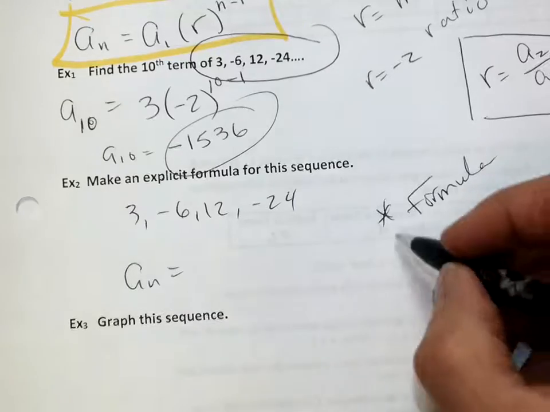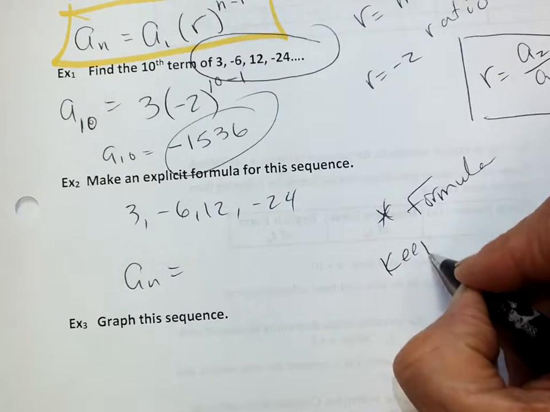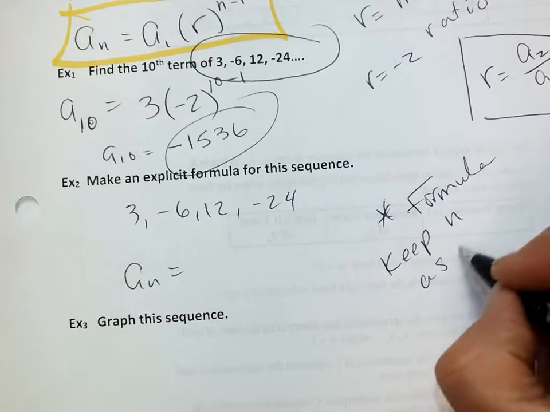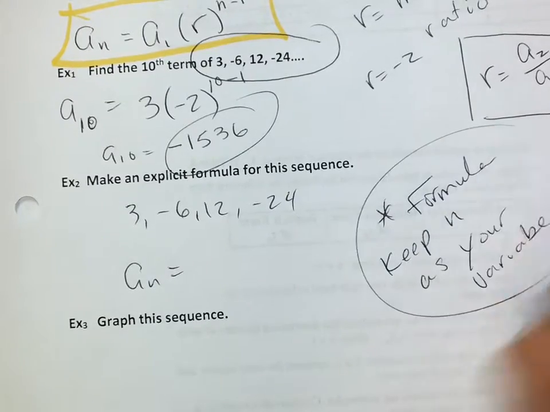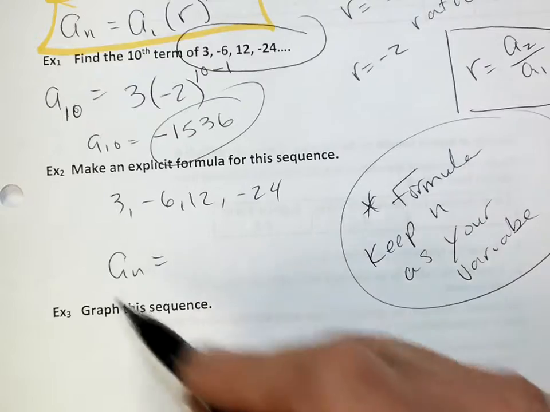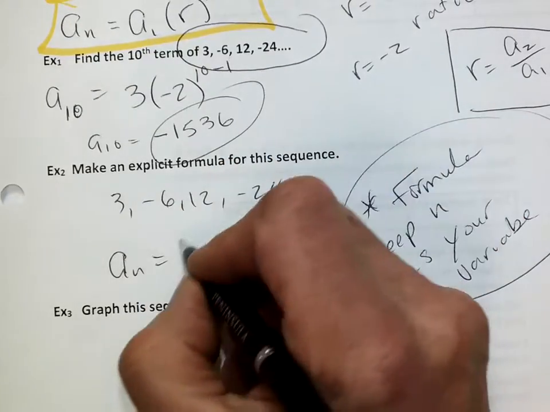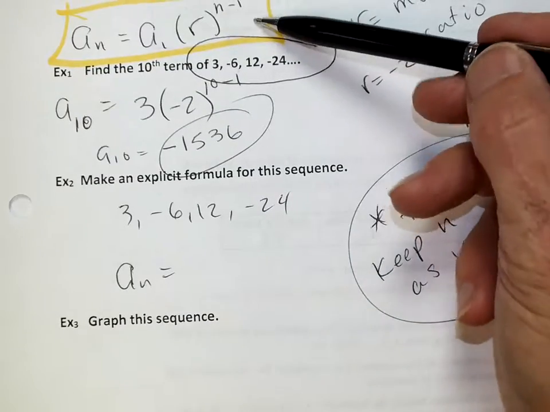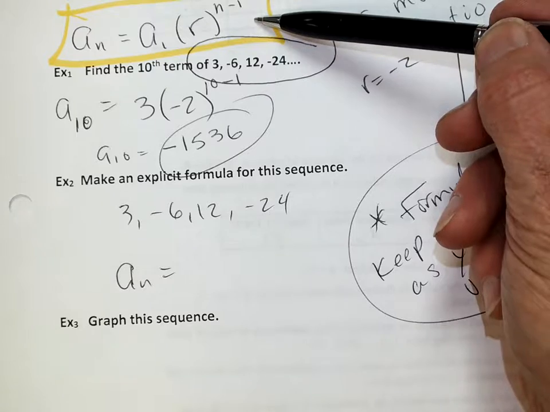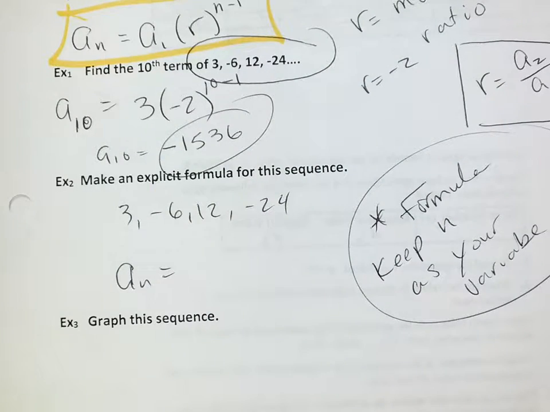So when you make a formula, keep n as your variable, okay? So whenever you want to make a formula, keep n as your variable. So I'm going to go A of n, because I'm going to make a formula, is equal to, sure, okay? So if you're going to make a formula, we're going to use this formula, except we're going to put the numbers in, like 3, right? And our negative 2, we're going to keep n as a variable, okay? Tell me when you're ready, Nikolai. I'm happy to wait, okay?